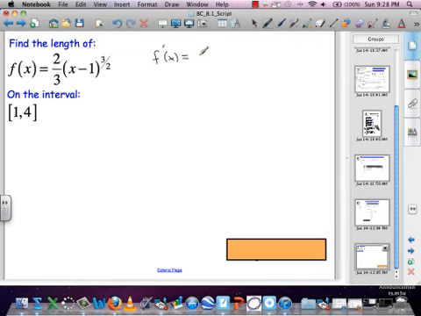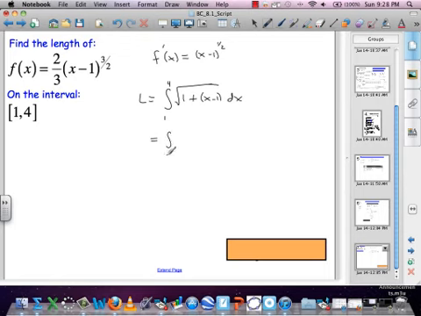Okay, so what's the derivative here? 3 halves times 2/3 will cancel, so we'll have x minus 1 to the half. And therefore, our length formula will be the integral from 1 to 4 of the square root of 1 plus this thing squared, which is just x minus 1, which is great. We're very grateful for that. And that's why a lot of these don't come out so nice, right? Because we got the square root. In this case, this square root got canceled by the squared in the formula.